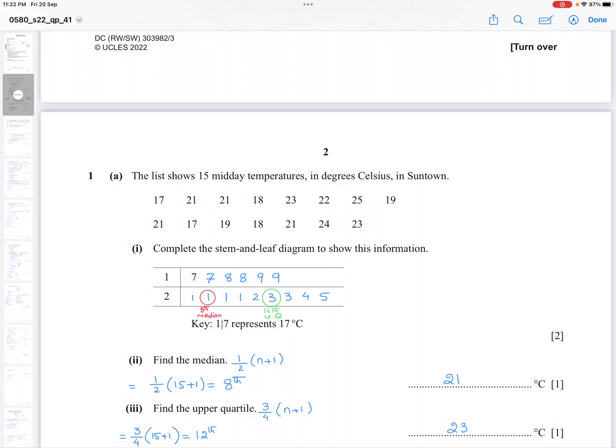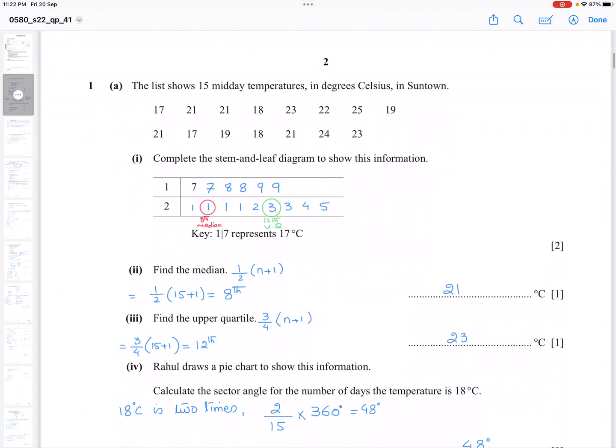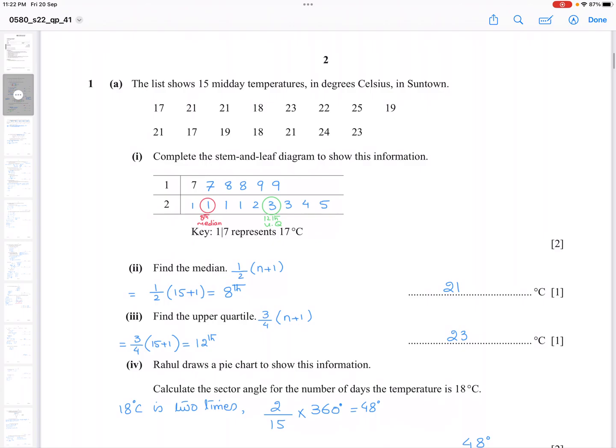Now in part 2, find the median. Median is 1 over 2 (n plus 1). So your n is 15. So 1 over 2 times (15 plus 1) is the 8th value. So you count from the first value: 7, 7, 8, 8, 9, 9, 1, 1. So this is the 8th, and this is the median, so do not write 1. This is actually written 21. So your median is 21.